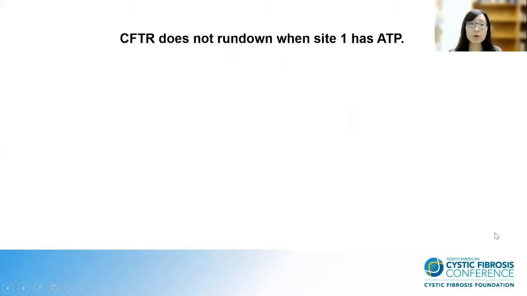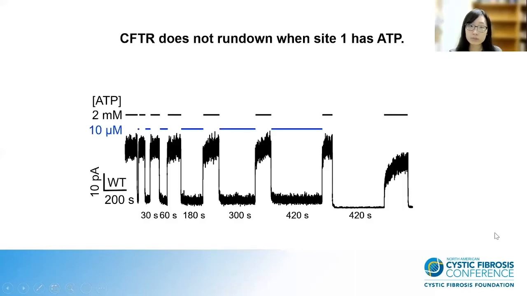If so, we would expect that as long as Cy1 has ATP, the channel does not run down. To test this hypothesis, we repeat a similar protocol on wild-type channels, but this time, instead of removing ATP, we keep the channels in 10 micromolar ATP for different durations. From previous studies, we know that 10 micromolar is sufficient to keep Cy1 ATP constantly bound, but not enough for Cy2.